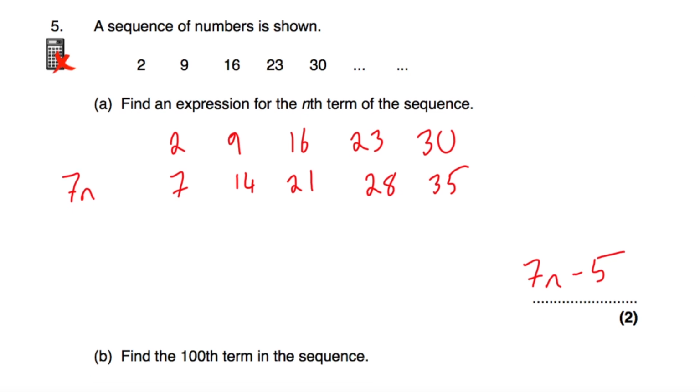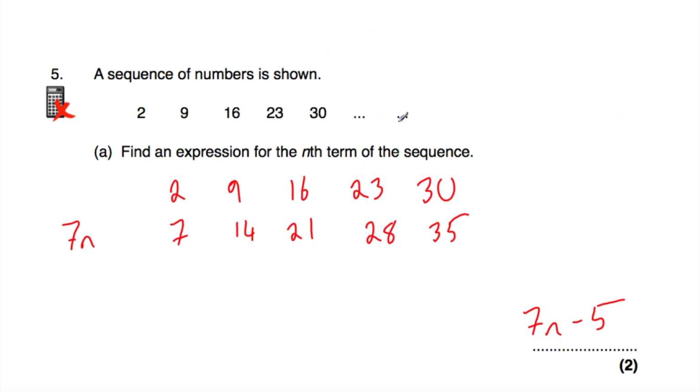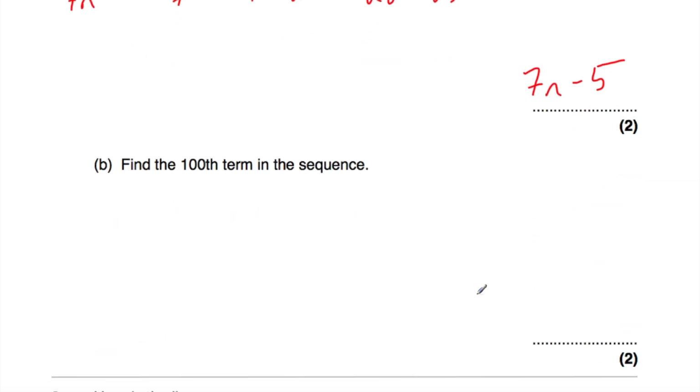Okay, and then part B. Part B says find the 100th term in the sequence. So we could go back up to the sequence and carry on the sequence to get the first 100 terms, but for a 2-mark question in an exam, I wouldn't do that. To get the 100th term in the sequence, we've got the nth term, which is 7n minus 5.